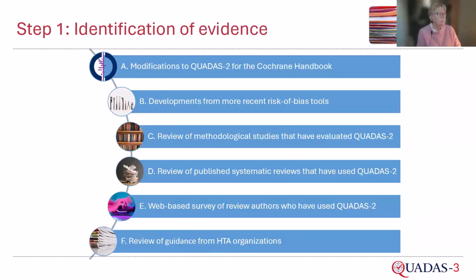So step 1 then, identification of evidence. Several aspects to this. The first thing we did was we looked at modifications to QUADAS-2 that were made as part of the Cochrane Handbook for Diagnostic Test Accuracy Reviews. We looked at developments that had been made from more recent risk of bias tools. I mentioned a couple at the beginning, so PROBAST, QUADAS-C, ROBINS-I, for example. We reviewed methodological studies that had evaluated QUADAS-2. There were just 3 studies that we found that had done that.